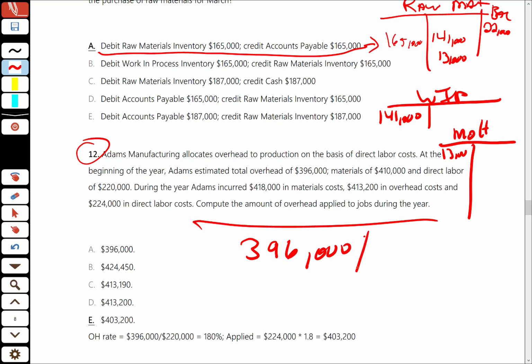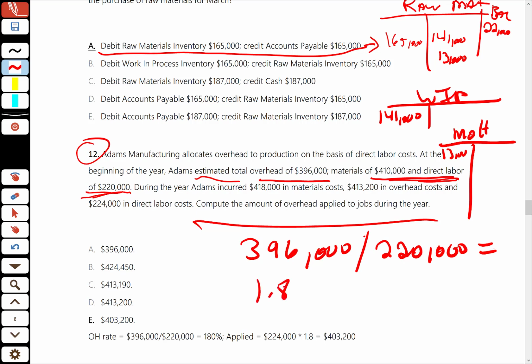Oh yeah, I put the direct labor. They estimated overhead of 396. They estimated direct labor, right? Oh, it's 410. That's right. Of 220. Oh, is it 220? Yeah. Okay. So then I got. Materials were 410. Direct labor is what? 220, right? Yeah. So then I got 1.8. Okay, so that's 1.8, good.